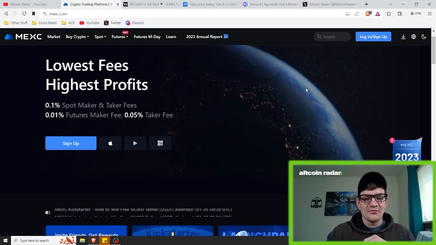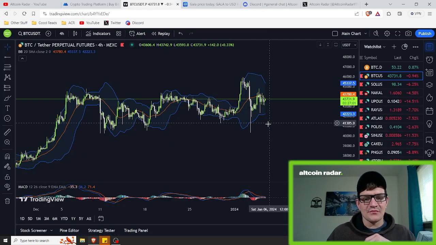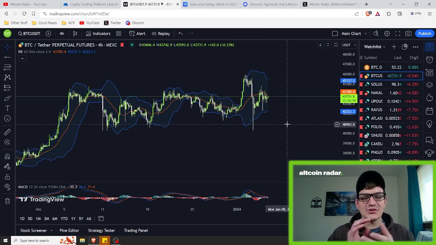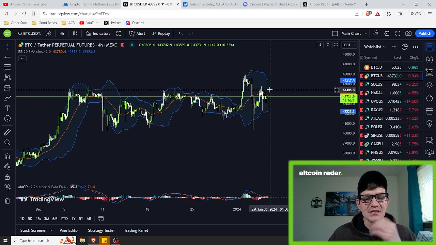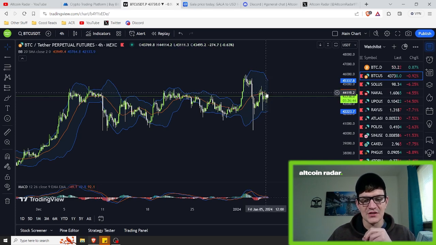Before we actually go ahead and start this off, let me get to my chart. If you guys are not familiar with Bollinger Bands, they basically consist of a middle band, which is this orange one right here, which is basically a simple moving average, and then two outer bands that represent deviations from the simple moving average here, all right?